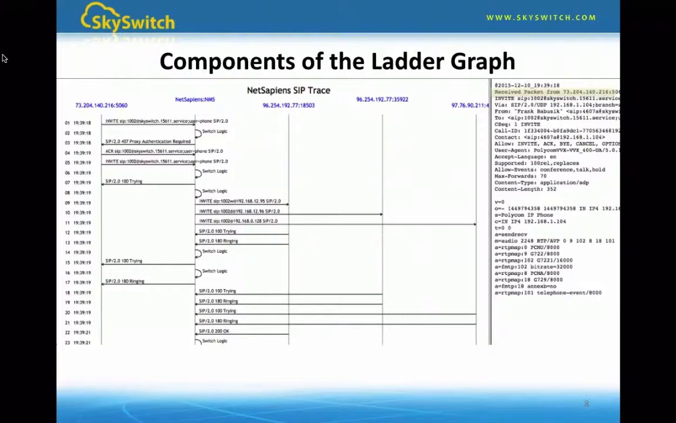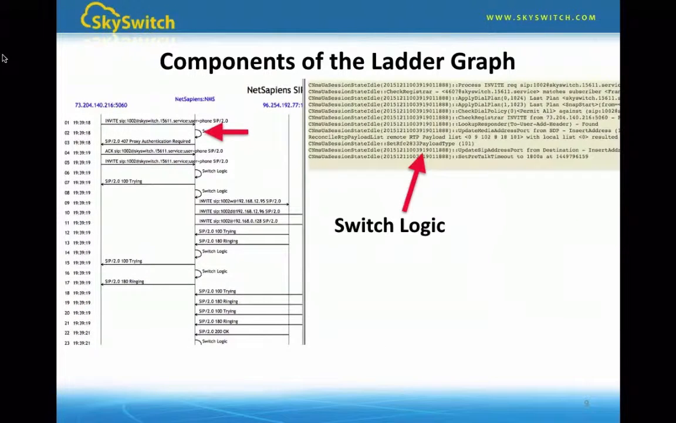Okay, and then the other important part when you're looking at a SIP message is it's always going to say where the packet was received from. So in this case, we see that the packet was received from 73.204.140.216, or Frank's router.